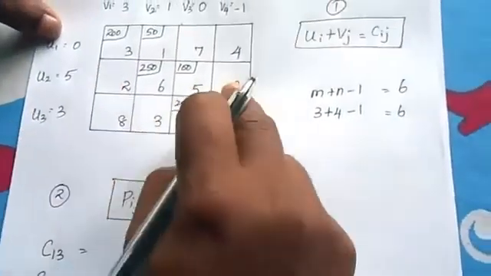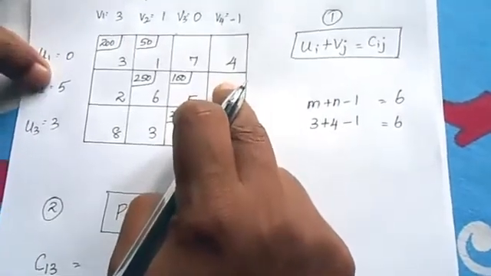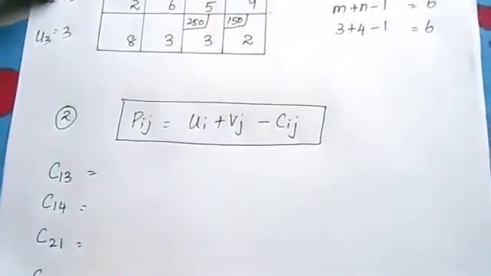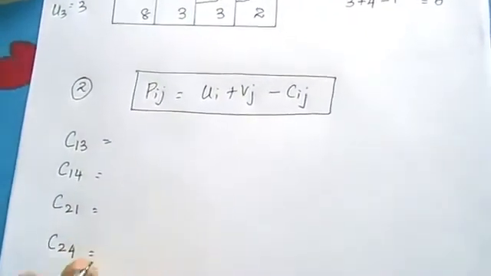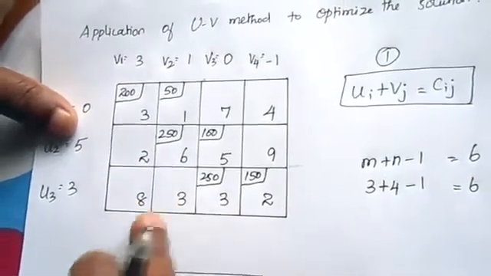Okay, the next unallocated cell is 9. This cell you can write like this. C24. That is second row, fourth column. Second row, fourth column. Okay, in the same way you need to find the value for other non-allocated cells also.